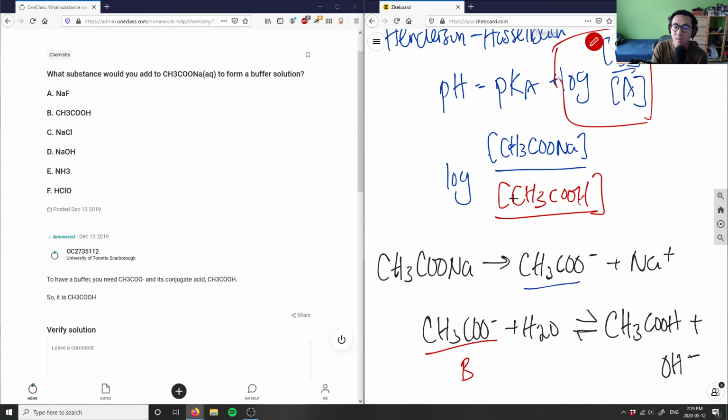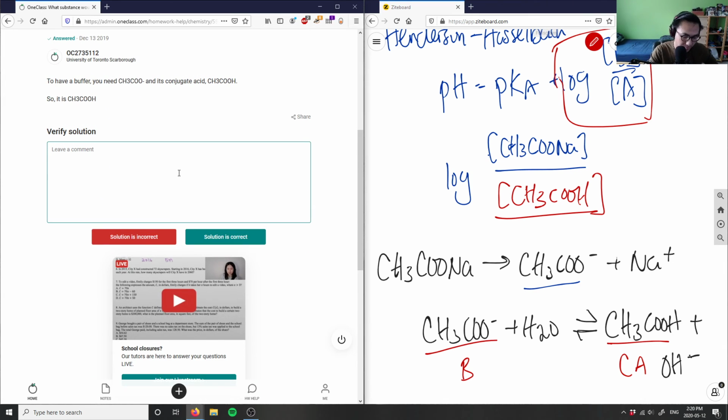As you can see, this here is our base, because I'm accepting a hydrogen here, which means this here is our conjugate acid. So again, I want a base and conjugate acid, so CH3COOH is our answer here. So the solution here is correct. Good analysis.